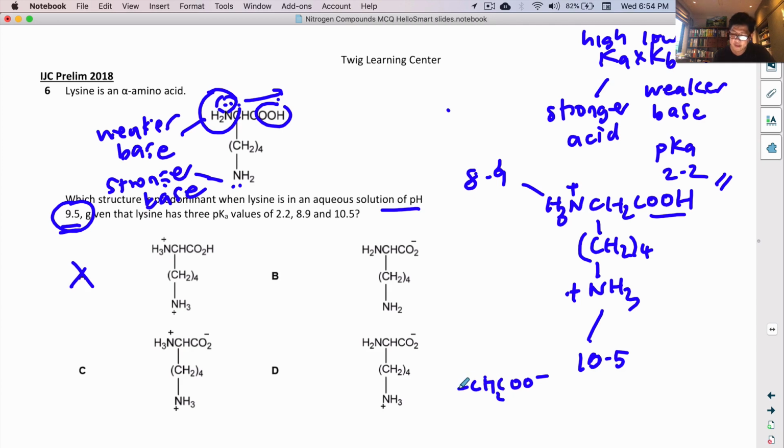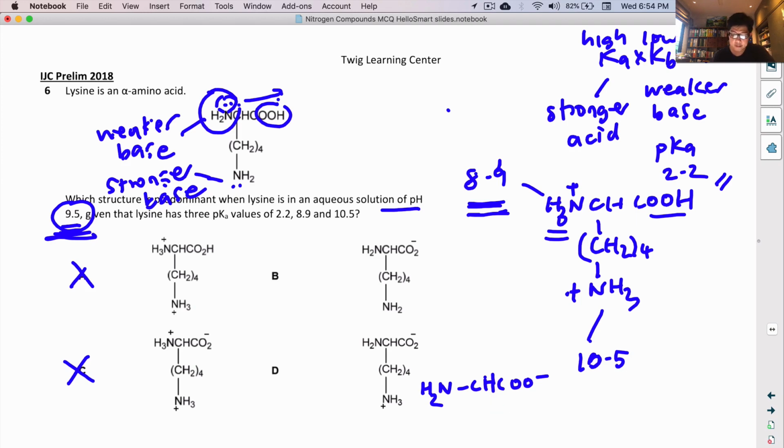Okay, the next part here: this one is 8.9 and the pH is 9.5. It's bigger than 8.9, which means the medium is more alkaline. More alkaline means this group will be able to donate the H plus, because in a very alkaline medium, the OH minus will be able to pull out the H plus. So this will be NH2. Can you see that? It's NH2. So I also now eliminate C. Sorry, anyway, this should just be CH.